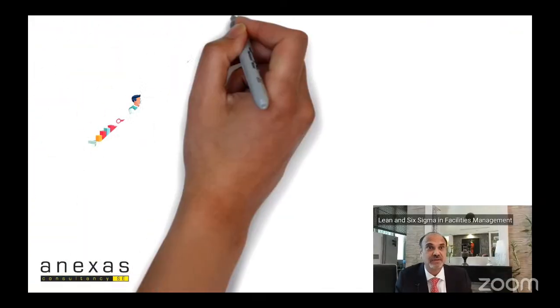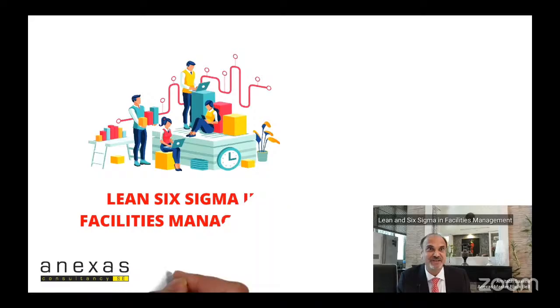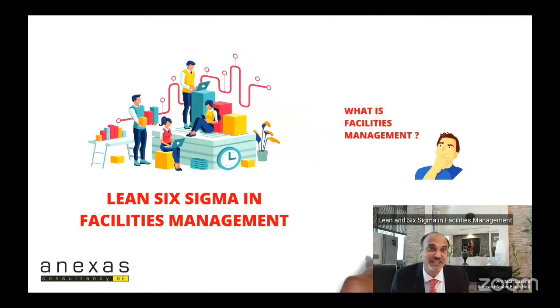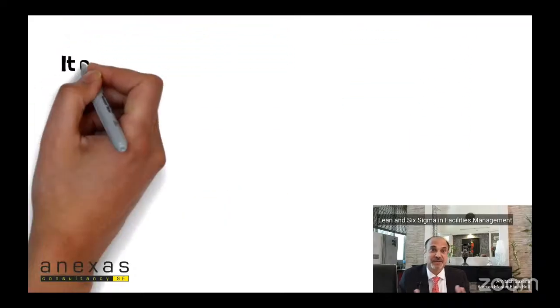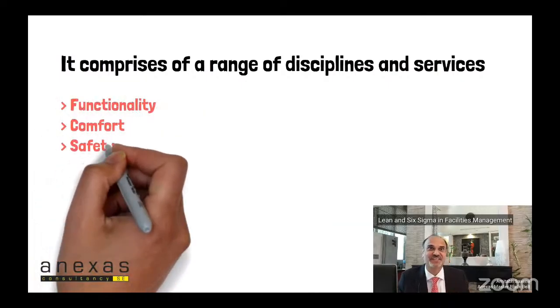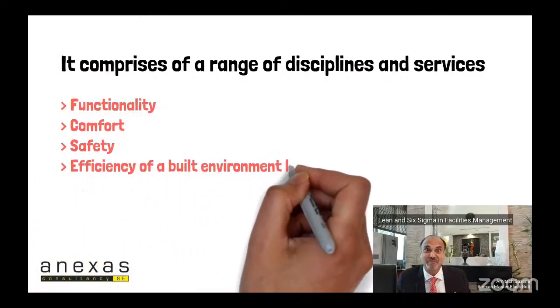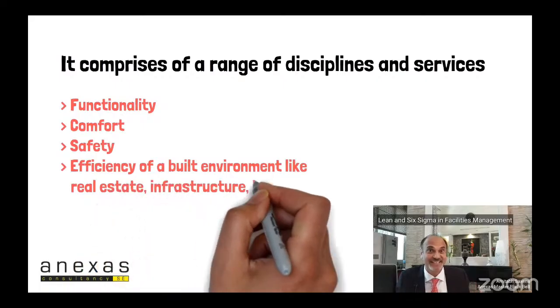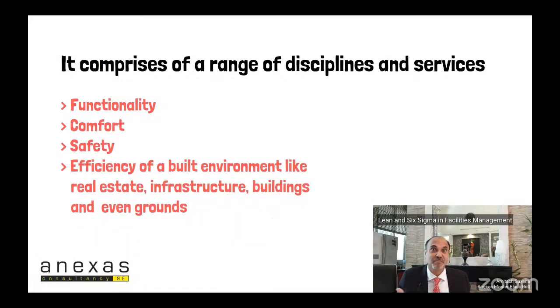Let me talk about how Lean Six Sigma can help in facilities management. What is facilities management? It comprises a range of disciplines and services to ensure the functionality, comfort, safety, and efficiency of a built environment like real estate, infrastructure, buildings, and even grounds.